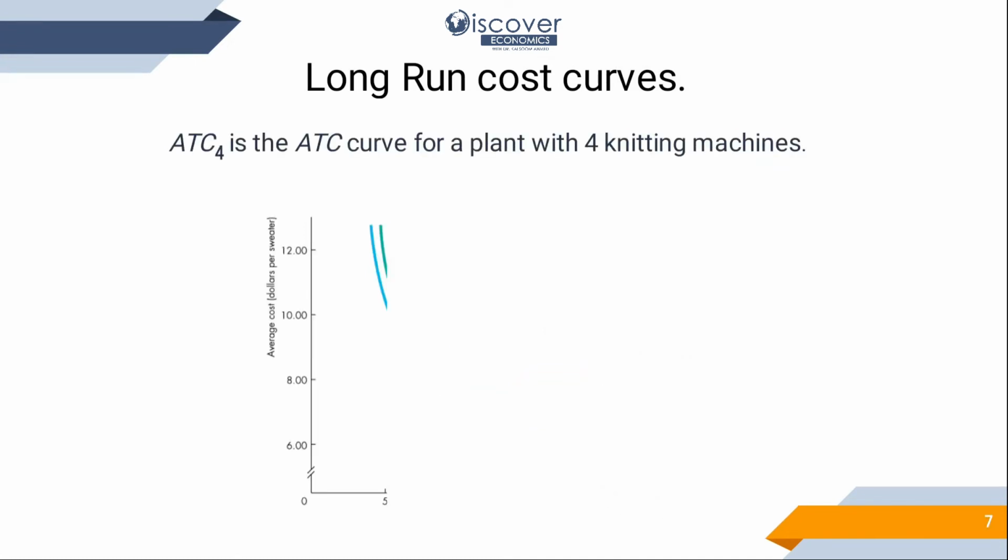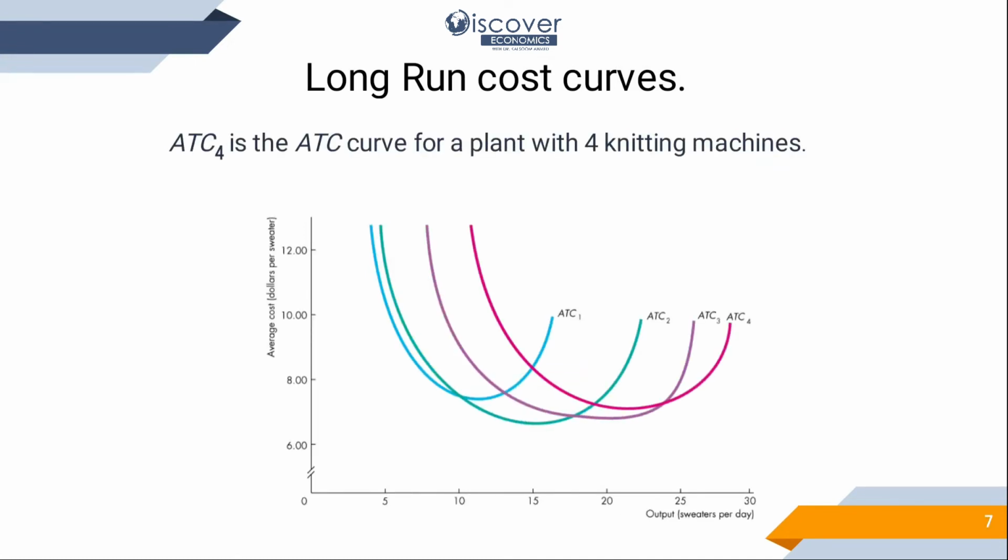Then we have the 4th knitting machine and its average cost curve is this. Now you can see the efficiency of each machine is different. So you can say that the efficiency of each branch of production will be different because of environmental factors, because of the social factors, because of the employees that you hire, the quality of people that you have with you. And there might be a number of reasons.